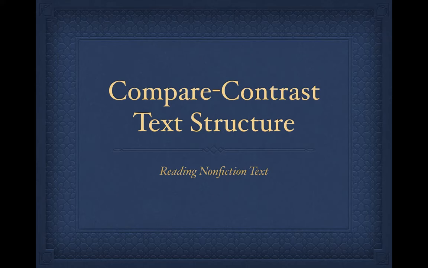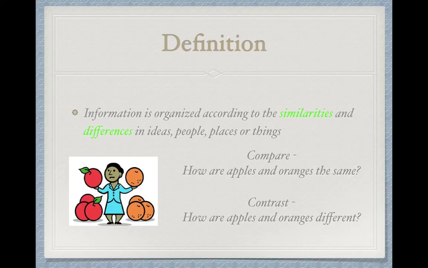Let's review the compare-contrast text structure. In this type of text structure, information is organized according to similarities and differences in ideas, people, places, or things. When we use the example of apples and oranges, it's pretty easy to think about how these two are the same and how they are different.